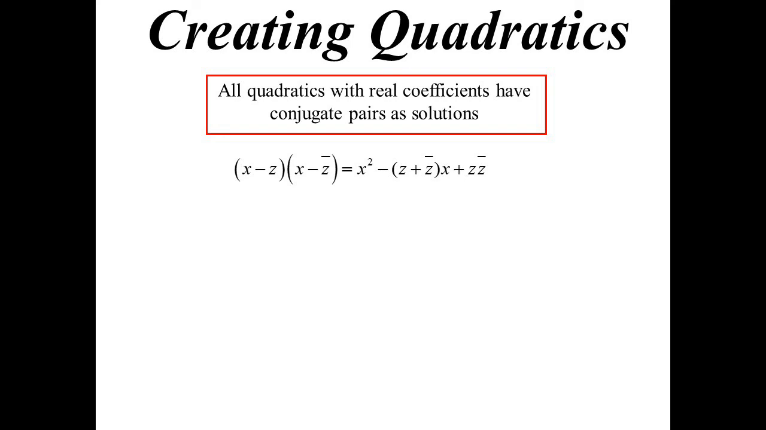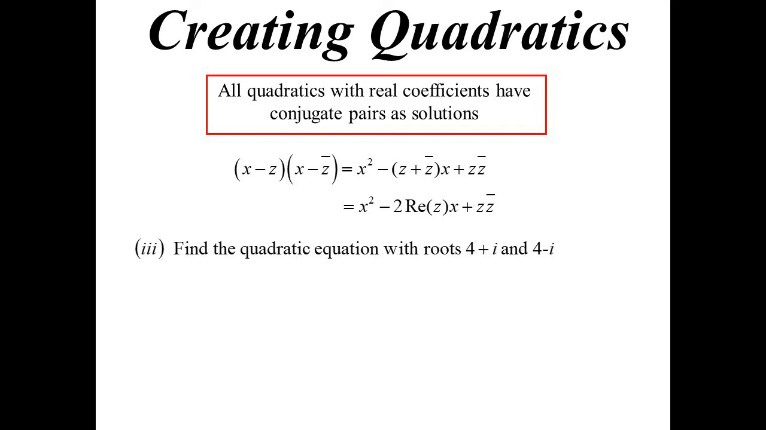Therefore, I could always write every quadratic like this. If the solutions are conjugate pairs, one factor would be x minus z, the other factor would be x minus z conjugate. And if I expand that out, I get x squared minus the number plus its conjugate, x, plus the product of the number and its conjugate. Well, what is that? A number plus its conjugate, if I add those together, the imaginary part cancels, because one's plus, one's minus. I end up with twice whatever the real part is. And z times z conjugate, remember we saw that, that's x squared plus y squared, the sum of two squares.